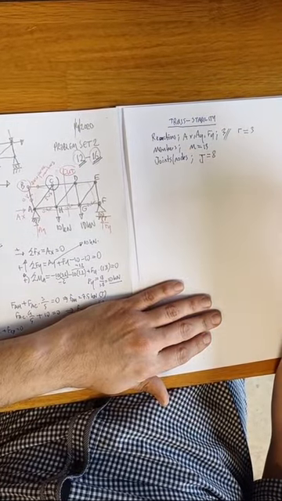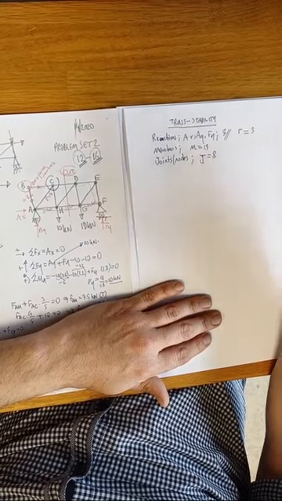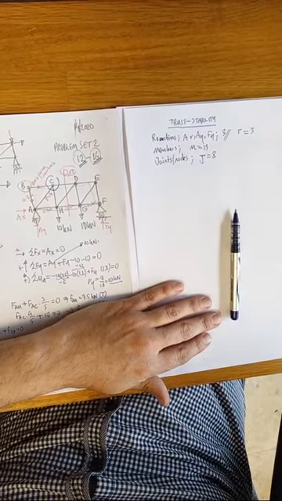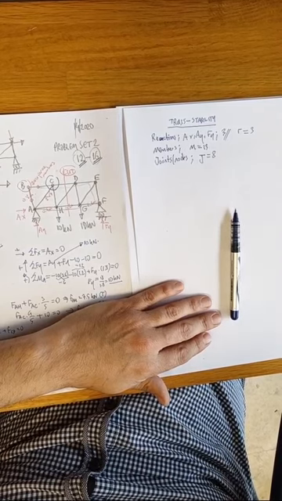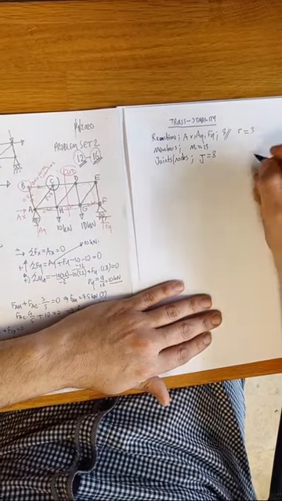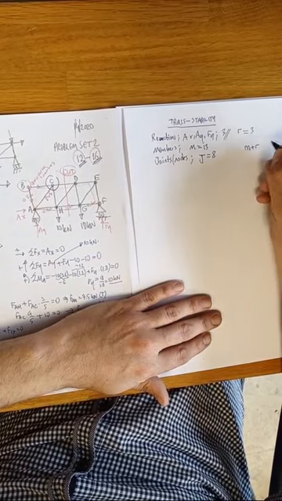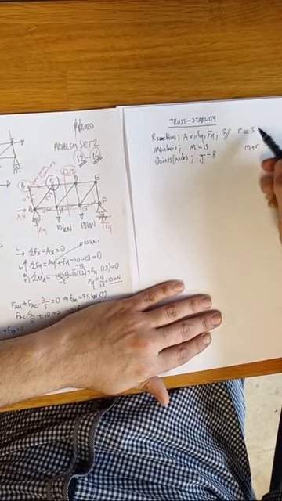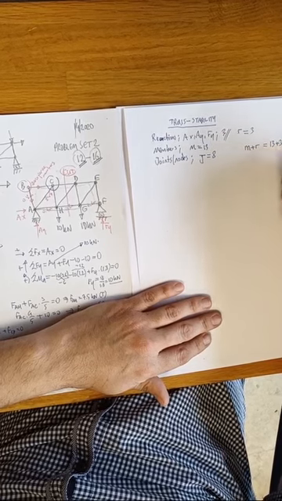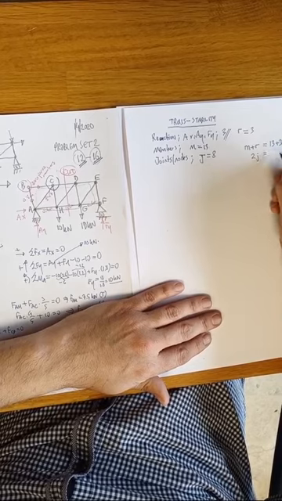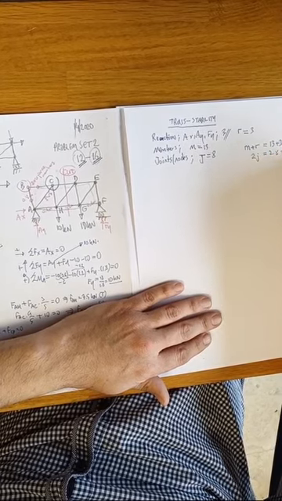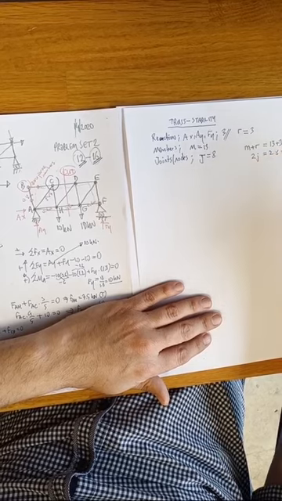Okay, so what should be the condition here? Here you have to check what is the M plus R. What is M plus R? 13 plus 3 is 16. What is 2J? This is 2 times 8, which is 16. As you see, 16 is equal to 16 means what?